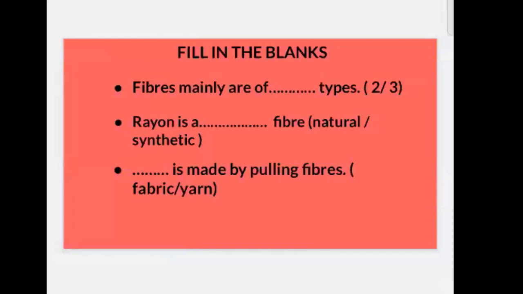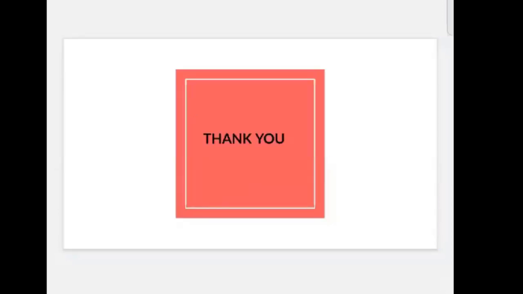Okay. The second is rayon is dash fiber. Natural or synthetic? Synthetic. Yes, very good. Synthetic. Third, fill in the blank is dash is made by pulling and twisting fiber. What we get, fabric or yarn? Yarn. Yes, very good. We get yarn from twisting fibers.